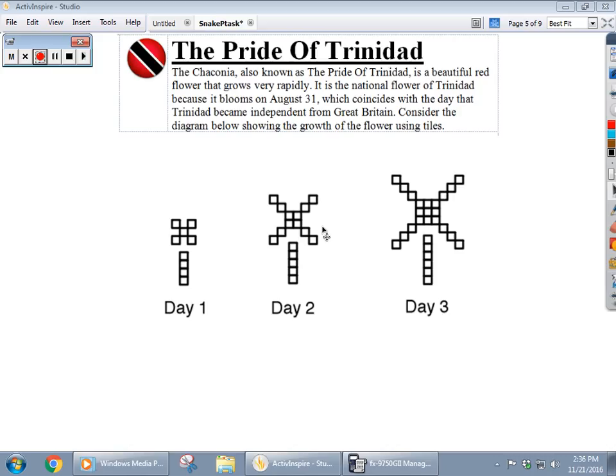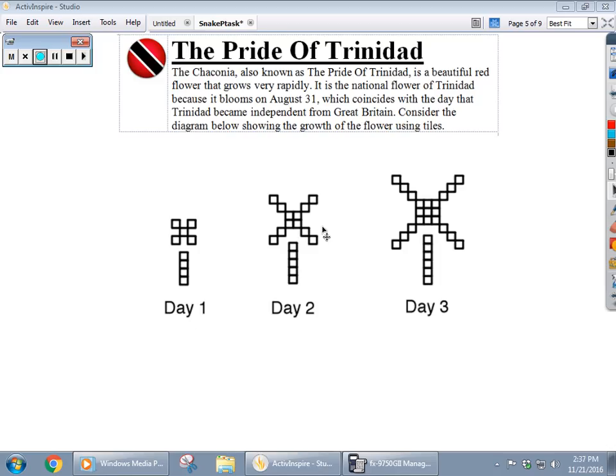Alright, so in this video we're going to talk about the Pride of Trinidad. The Chiconia, also known as the Pride of Trinidad, is a beautiful red flower that grows very rapidly. It is the national flower of Trinidad because it blooms on August 31st, which coincides with the day that Trinidad became independent from Great Britain. Consider the diagram below showing the growth of the flower using tiles.